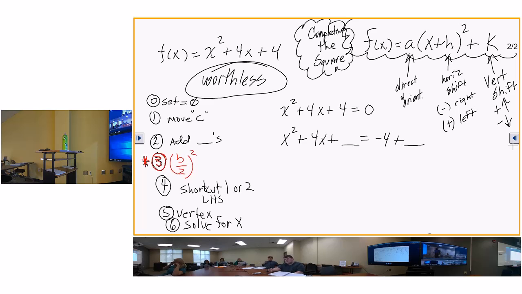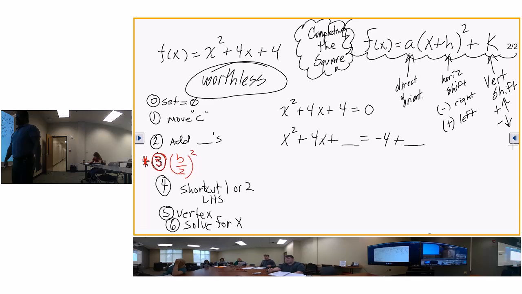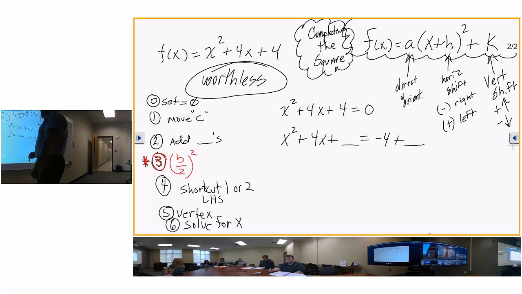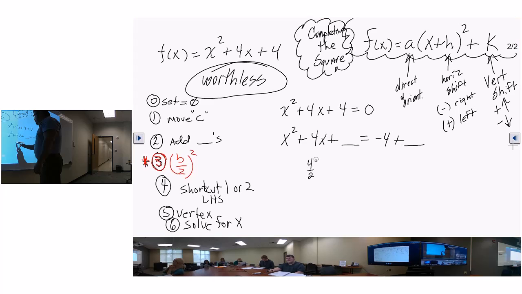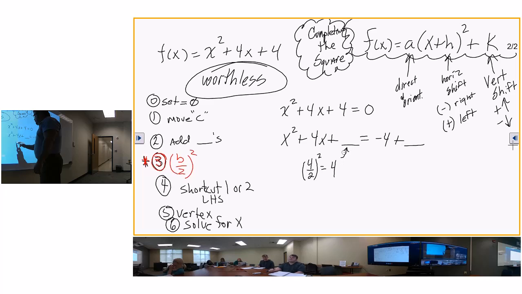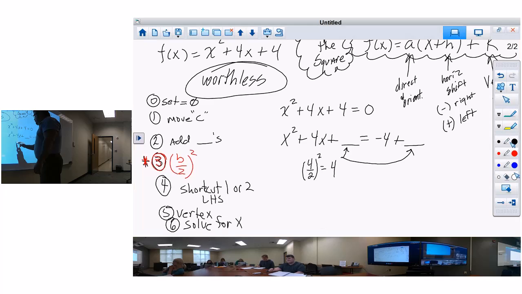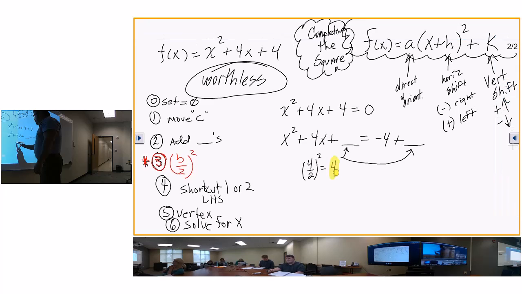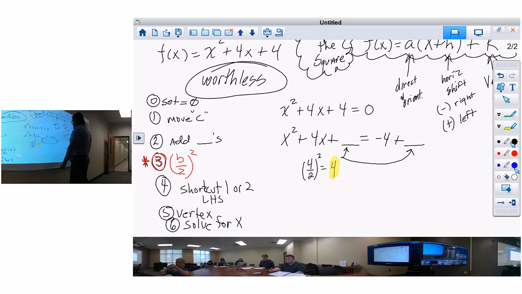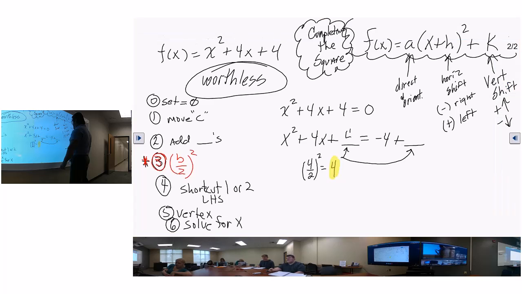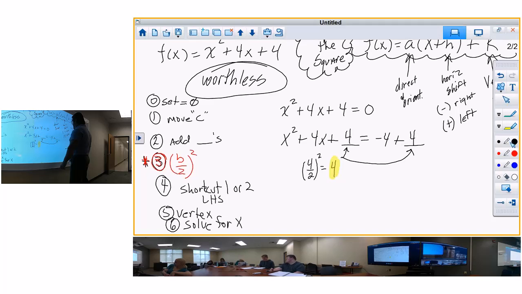Now, 3. B divided by 2 and squared. So what's B? 4. Okay, 4 divided by 2 and squared is equal to what? 4. And you put that 4 there, and if I put it there, I've got to put it over here. So I'm going to highlight this 4 in yellow, and I'm going to put it right here and right there.